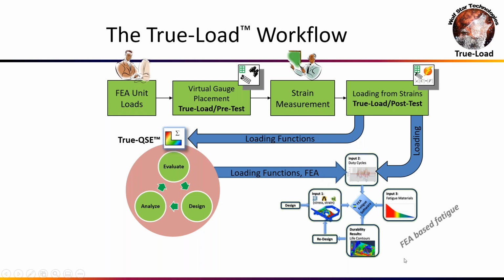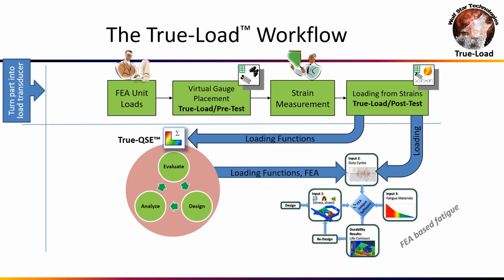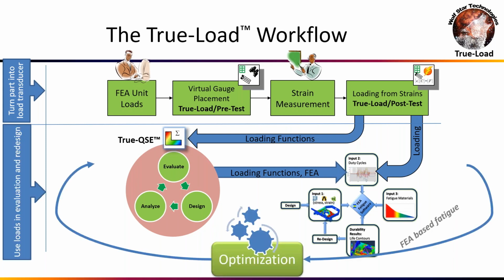Because the hardest part about doing a fatigue analysis is getting the duty cycle right. And now we've just solved that with the strain correlated loading functions. So this looks a little bit complex, but really the first 4 blocks are you turning your part into a load transducer, and once you've got those loads, then you do design and optimization. So you might do the first 4 blocks once, and the bottom flow chart 20, 30 times as you optimize your part.